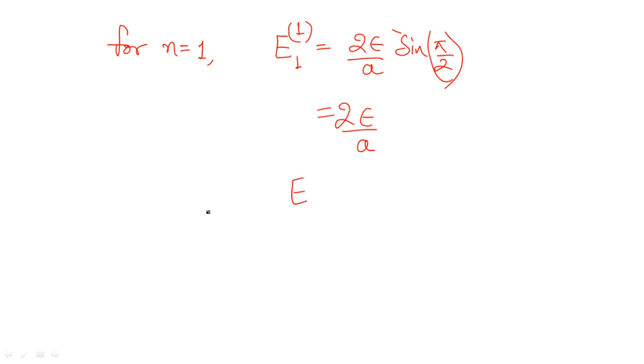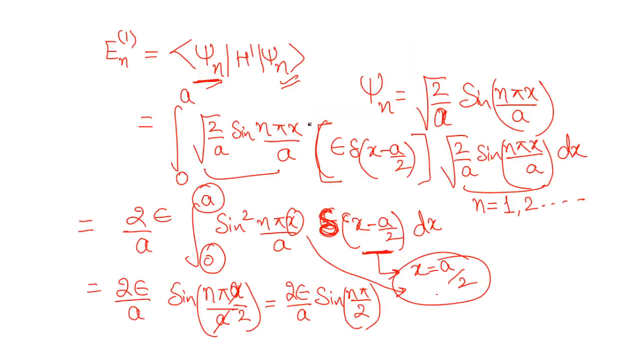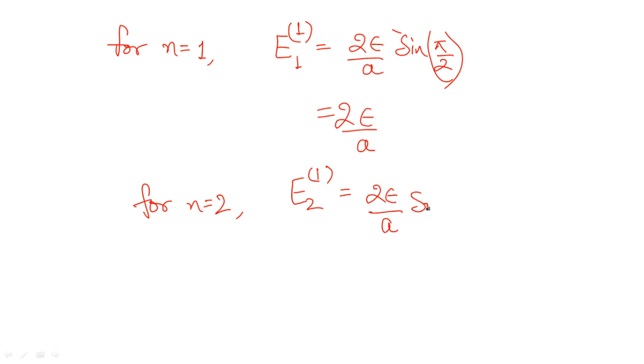But the same thing, if you do it for n is equal to 2, what will happen then? So E2, the first order correction to the first excited state energy, you have to put n is equal to 2 there. So you will put 2 here, 2 pi by 2. Sine 2 pi by 2 means sine pi, which will give you 0. So the first excited state, first order correction to the energy value is 0.